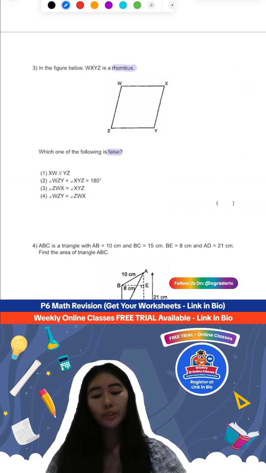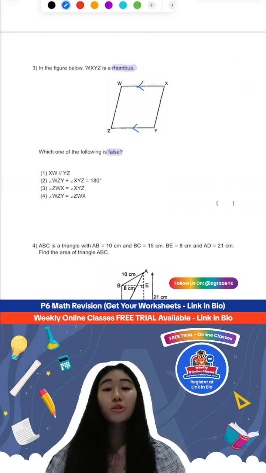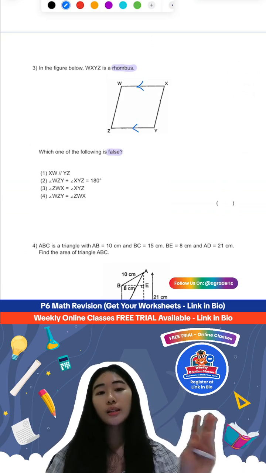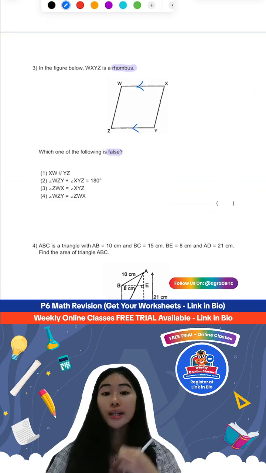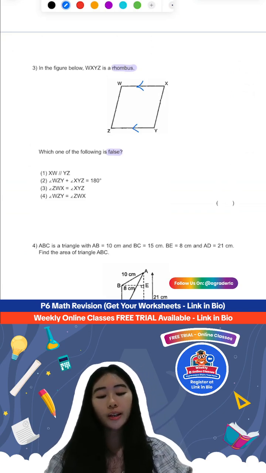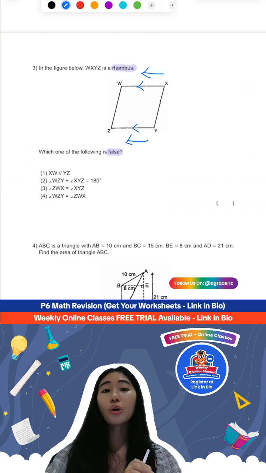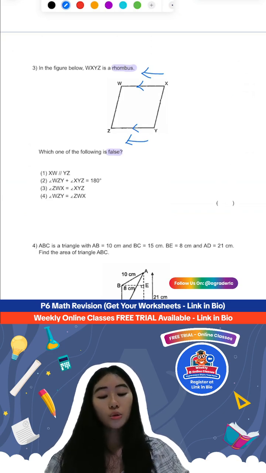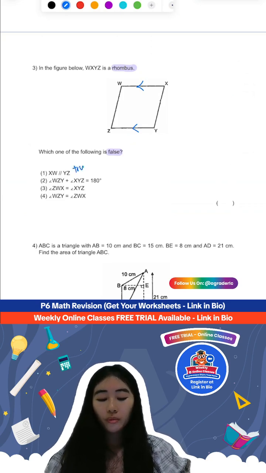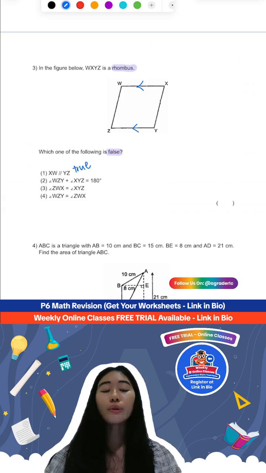So I'm going to look at the first option. First option is XW is parallel to YZ. This is true, right? For parallel lines, the direction does matter. They're saying that it's XW, which is this direction. YZ is this direction. So you double check that the direction is correct. It is correct. So statement one is true. So that's not what we want. We're looking for the false statement.